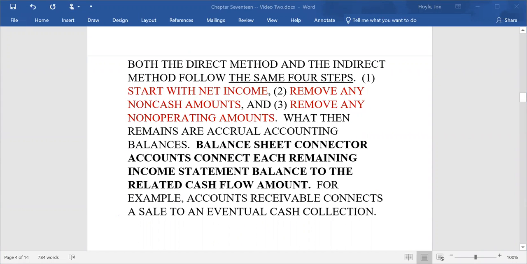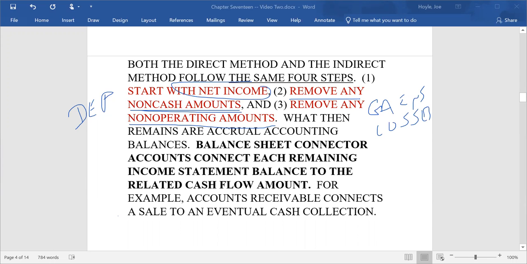If we're using the indirect method, as always, there will be 4 steps. We will start with net income. Now, when we did that for the direct method, we used the entire income statement. Here we will use just net income. We'll remove any non-cash amounts. And we already know that the non-cash amount that's the most common is depreciation expense. We will also remove any non-operating items because they do not affect operations. And we already know that the most common of those are gains and losses, and we will remove those. That's no different than what we've done before.